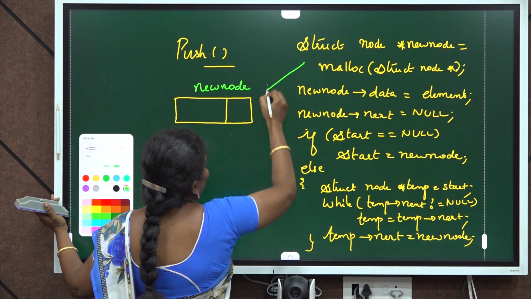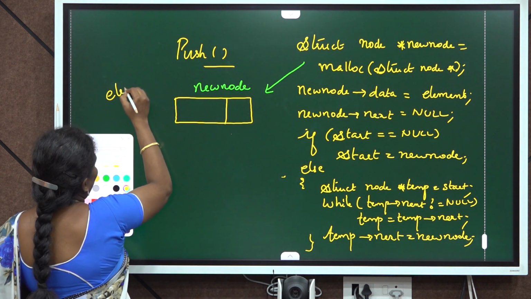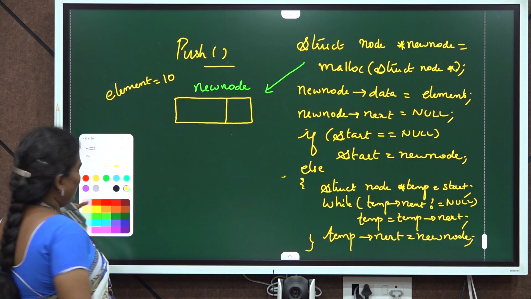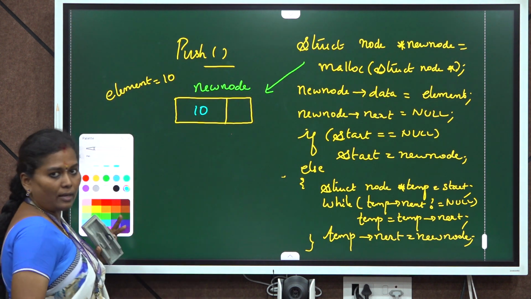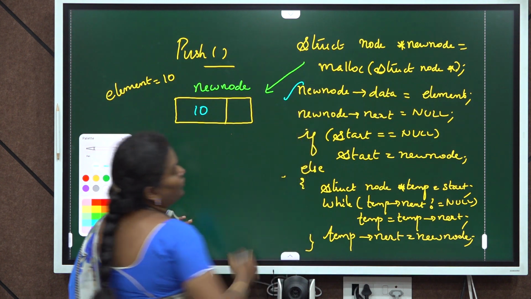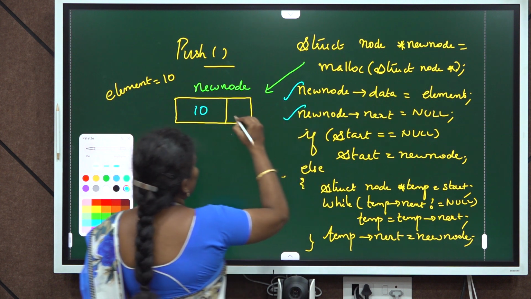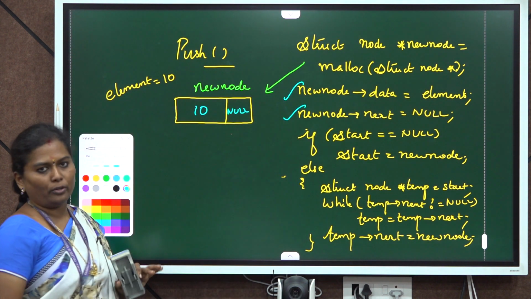is mapped as the first step. Now let me take the value of element as 10. So here we are going to have 10 inside the data part. So now this is done. New node of data equal to element. New node of next equal to null. This is nothing but I am marking here null. Now the new node is ready.